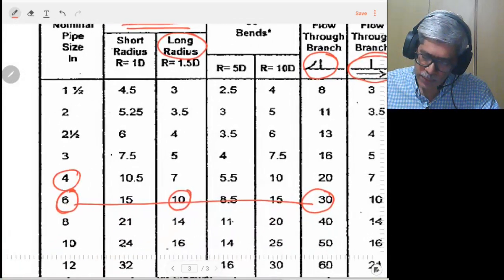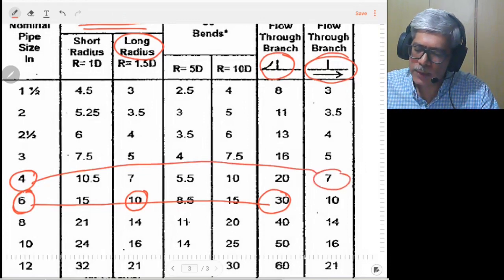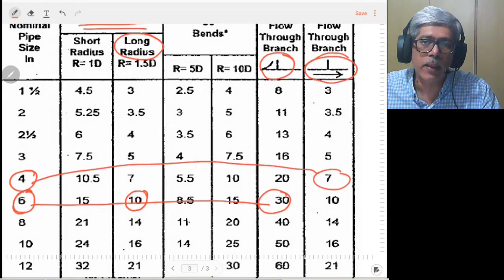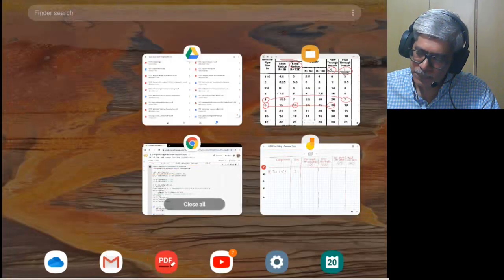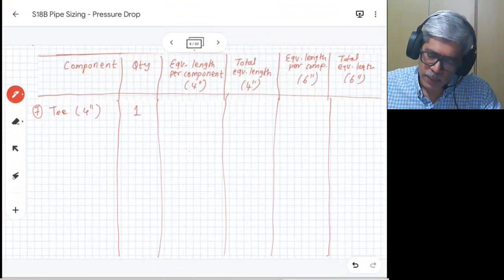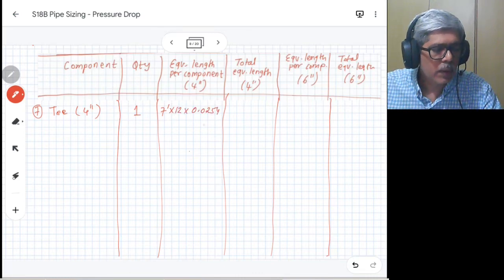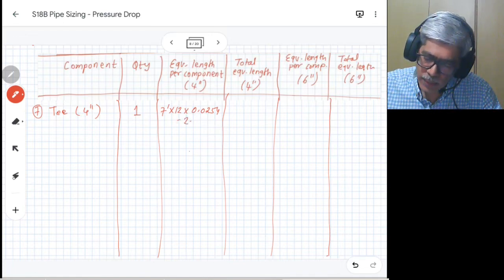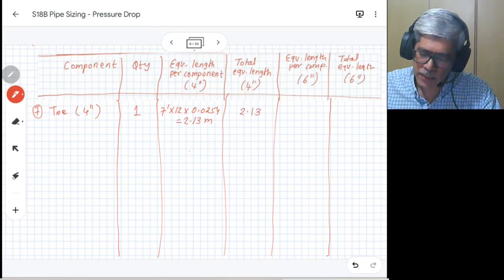And our size is 4 inches. So for 4 inches, the equivalent straight length for flow through the main line is 7 feet. So that is what we have to consider. So the equivalent length will be 7 feet multiplied by 12 multiplied by 0.0254. So that corresponds to 2.13 meters. So this gives us the 2.13 meters as the straight line.